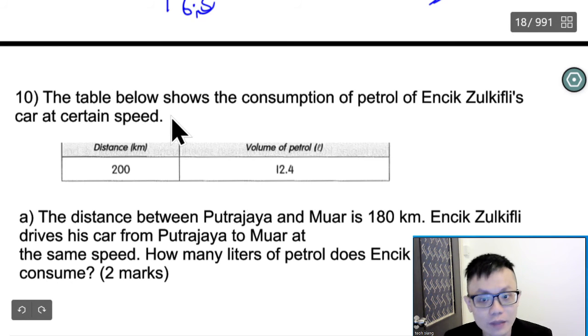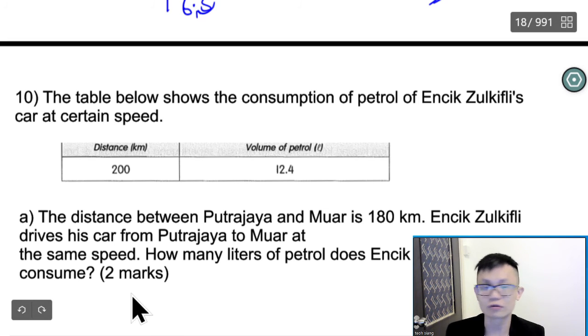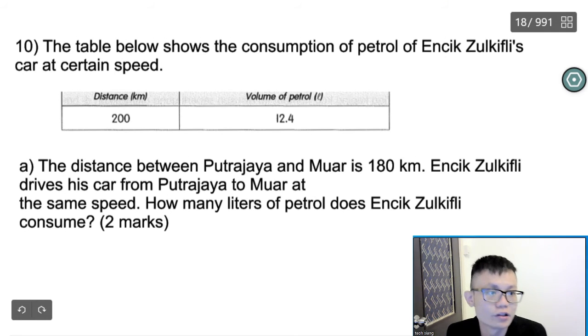The table below shows the consumption of petrol of a car at a certain speed. Okay, distance of 200 km, then you need to use 12.4 liters of petrol. The distance between Putrajaya and Muar is 180, which is lesser. So obviously this one will be a little bit lesser. How many liters of petrol does the car consume driving from Putrajaya to Muar at the same speed? 2 marks, okay? So you try to do this, see whether you can get the answer or not. So this question is only 2 marks, so it won't be that difficult, correct or not?